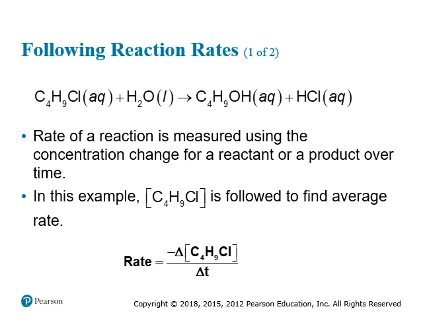In order to compensate for that negative, so that we don't have a negative speed or a negative rate, when we're looking at the consumption of reactants, the rate of reaction is equal to the negative of the change in concentration over a given amount of time.